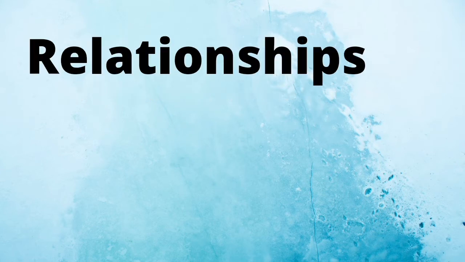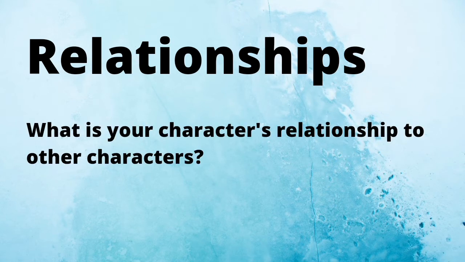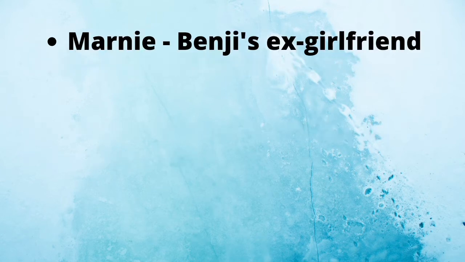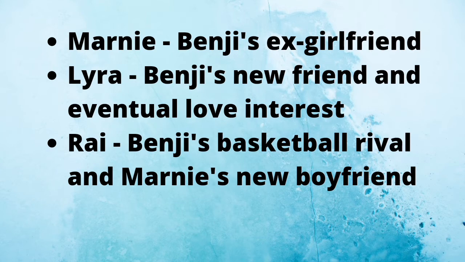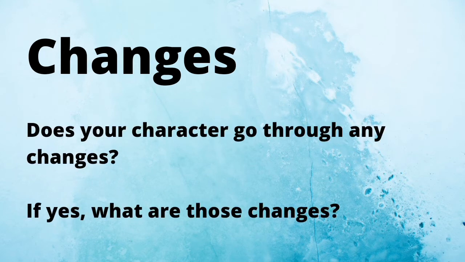As for your relationships category, what is your character's relationship to other characters? For example, Marnie is Benji's ex-girlfriend. Lyra is Benji's new friend and eventual love interest. Rai is Benji's basketball rival and Marnie's new boyfriend. Last but not least, we have the changes category. Does your character go through any changes? If the answer is yes, what are those changes?